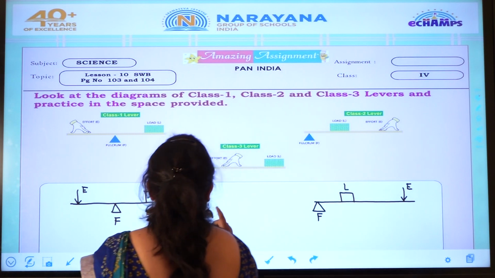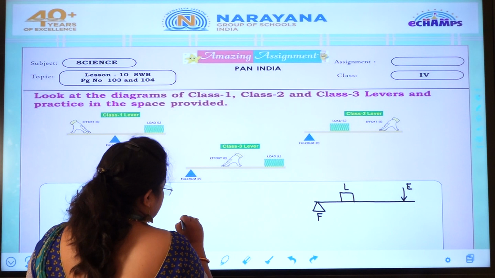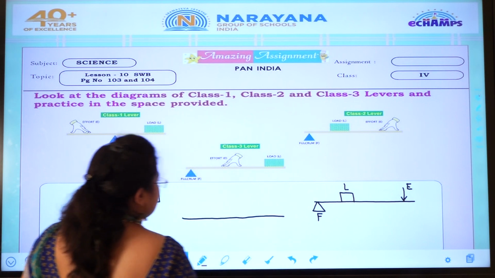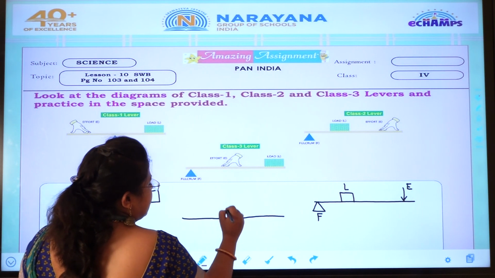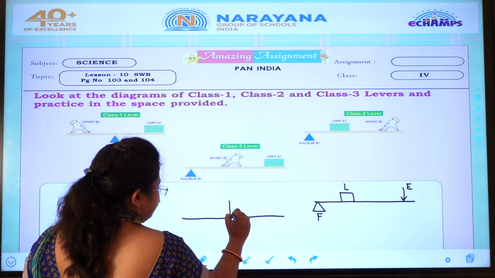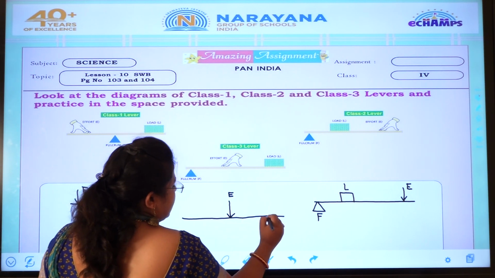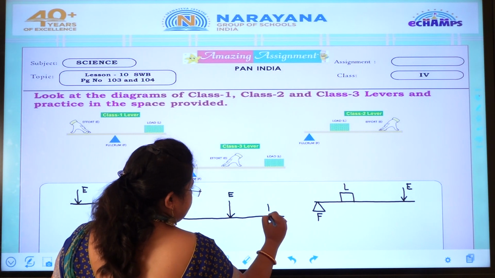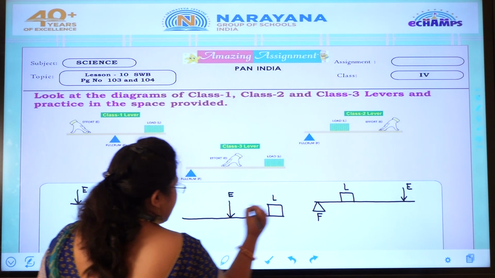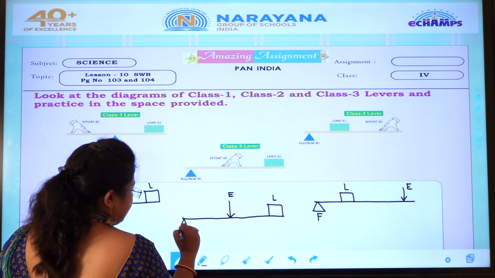And here in the center I will draw the class 3 lever. Again one straight line. In the center here will be the effort, E. Here one side will be the load, L. And here one side will be the fulcrum, F.